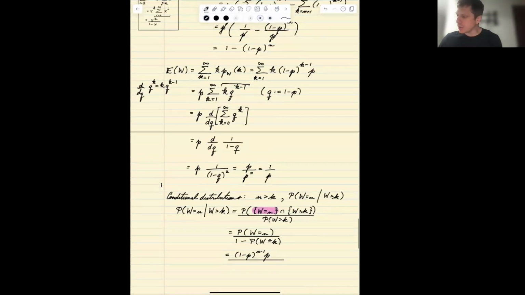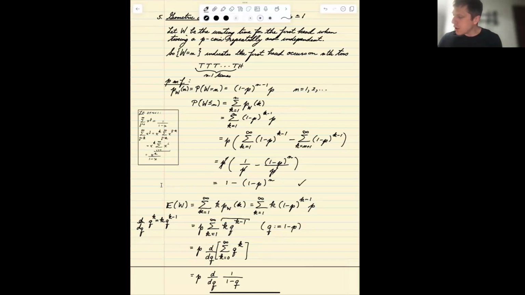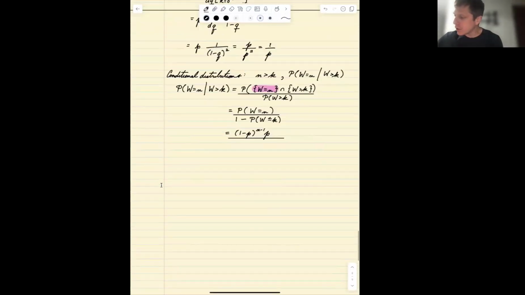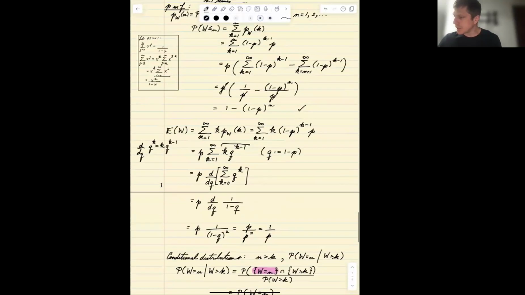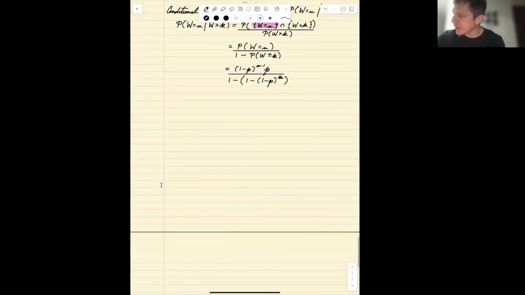And then what's the probability of W less than or equal to k? Well, we already calculated that here. It's 1 minus p to the k, but then we're taking a 1 minus on that, right? So it's 1 minus, 1 minus p to the k. So the 1 minuses cancel out and we're left with 1 minus p to the n minus 1 times p divided by 1 minus p to the k. So we can do a little rearrangement here, and what we end up with is 1 minus p to the n minus k minus 1 times p. What's interesting about that is that this should look familiar. Let me just write this.